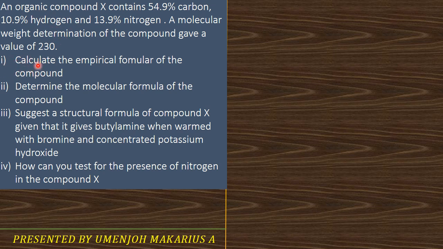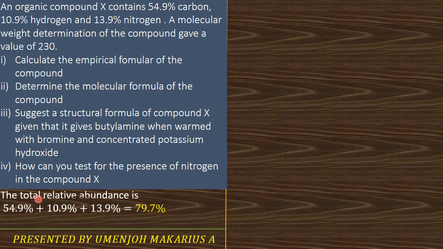Roman 1: calculate the empirical formula of the compound. Roman 2: determine the molecular formula of the compound. Roman 3: suggest the structural formula of the compound X, given that it gives butylamine when warmed with bromine and concentrated potassium hydroxide. Roman 4: how can you identify the presence of nitrogen in the compound? Great. So friends, let's just get started.